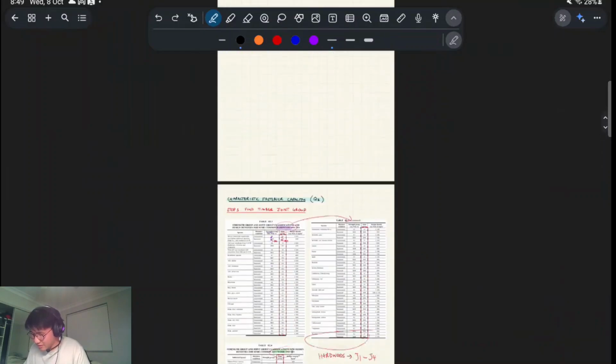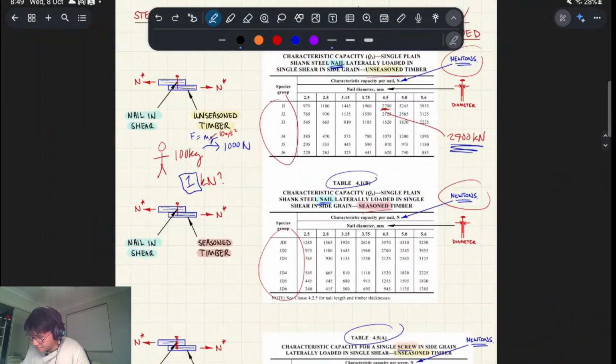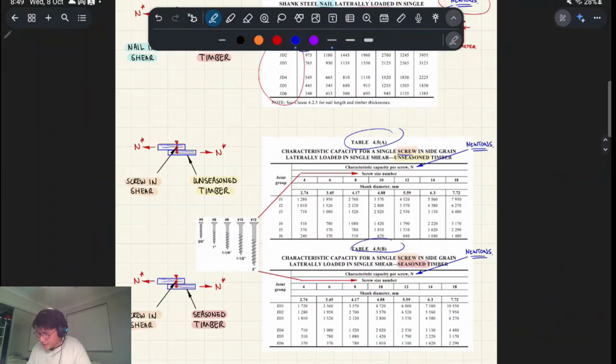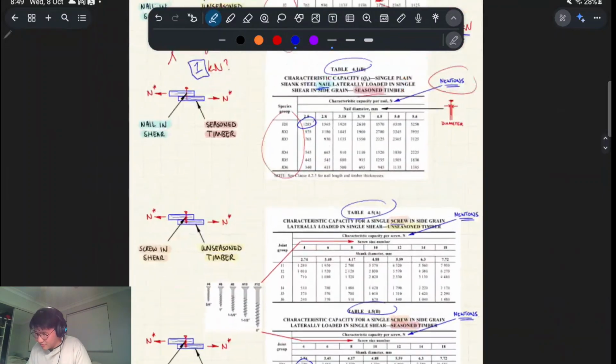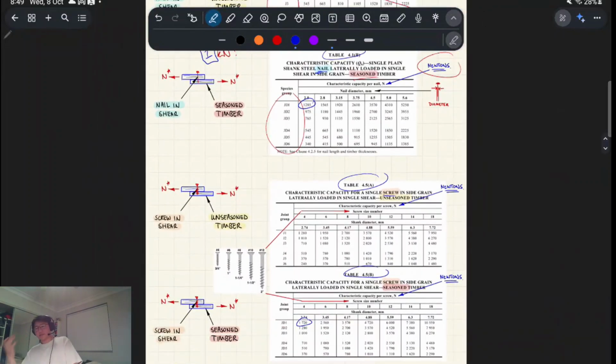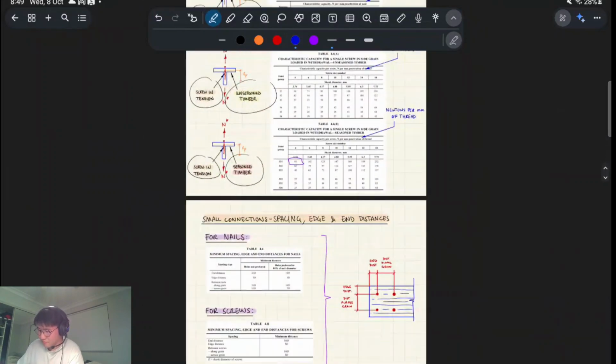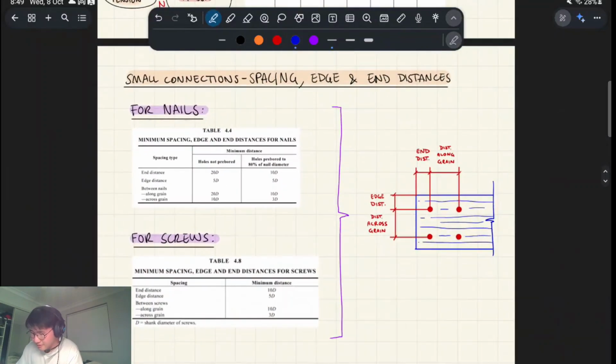Let's just compare the numbers quickly. So before we had 1285 and 1720. So yes, the screw is still a little bit stronger in shear, but only by 30% or something like that, right? So yeah, it makes a much bigger difference in tension.